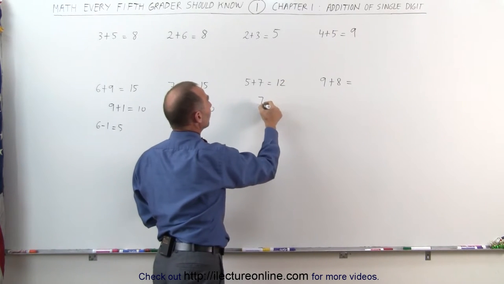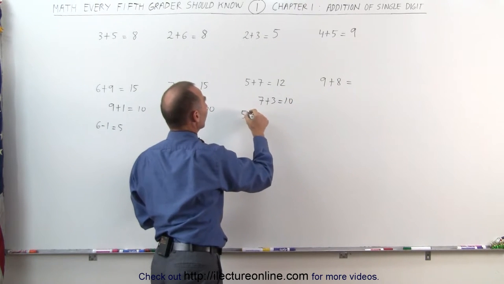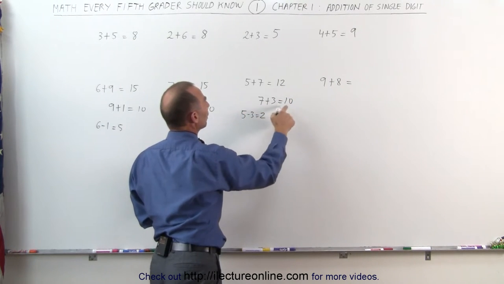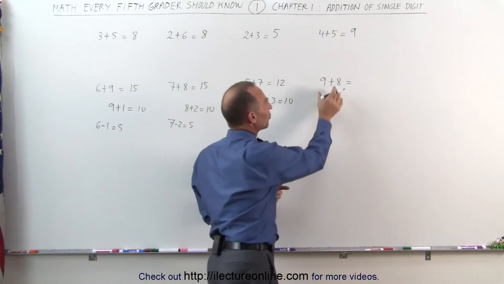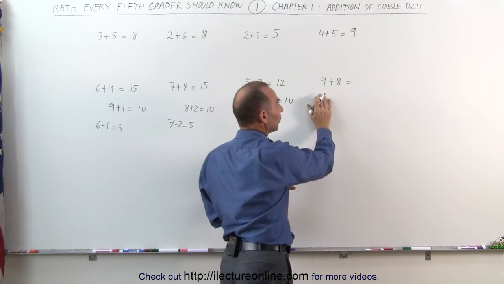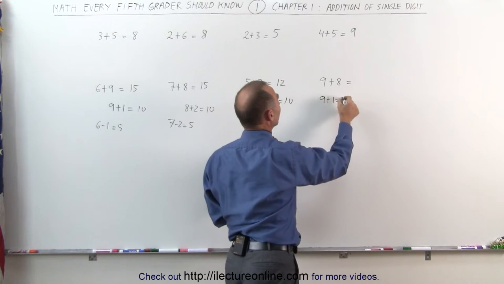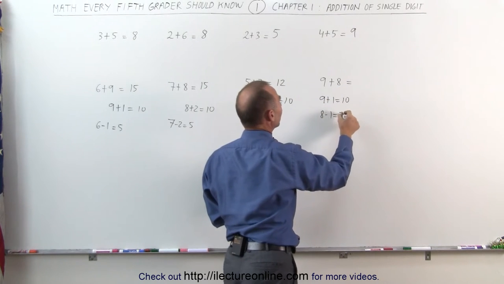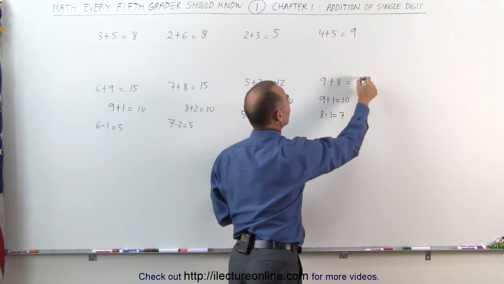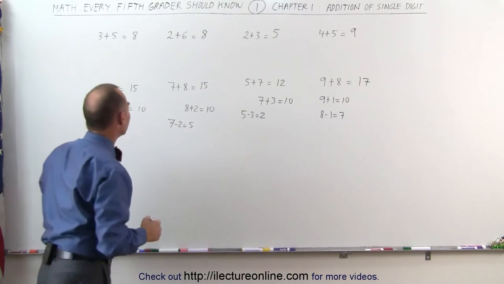Again, what we did was, we had 7. We need 3 more to make it to 10. We subtract the 3 from 5, that gives us 2. 10 plus 2 gives us 12. And here we have two numbers, 9 plus 8. I'll take the bigger number. I need one more to make that 10. 9 plus 1 equals 10. I subtract the 1 from the 8. 8 minus 1 gives me 7. 10 plus 7 gives me 17. And that's how we work with numbers in our head.